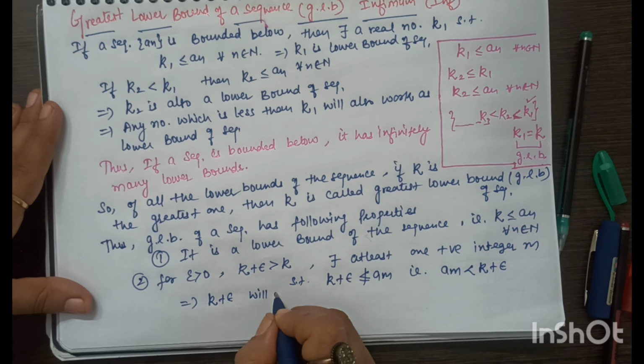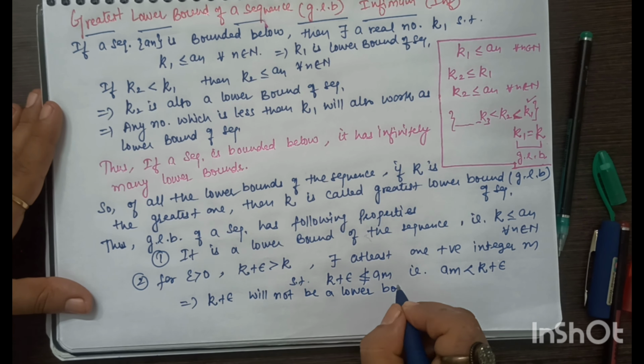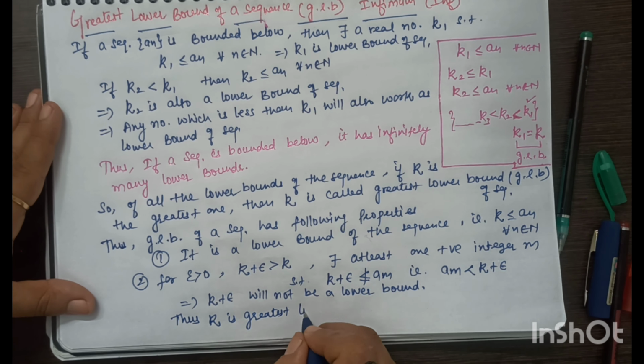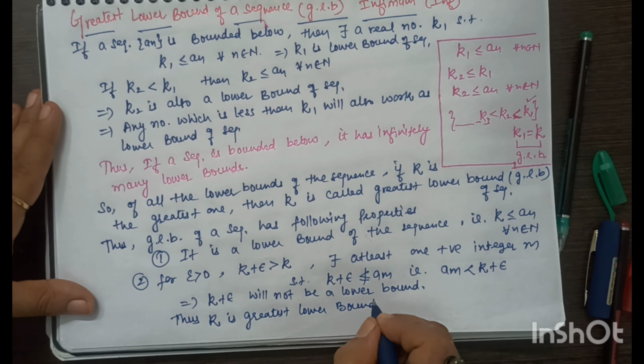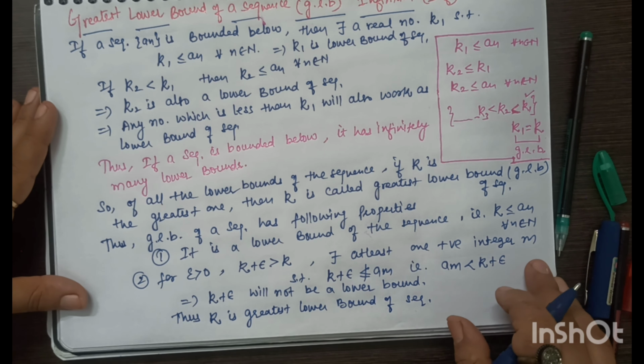So we have a particular term, at least one term in the sequence, which is not allowing k plus epsilon to be the lower bound of the sequence. So k plus epsilon is not a lower bound, k will be the greatest one.